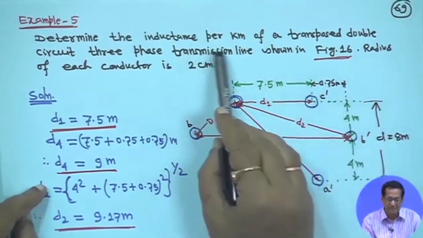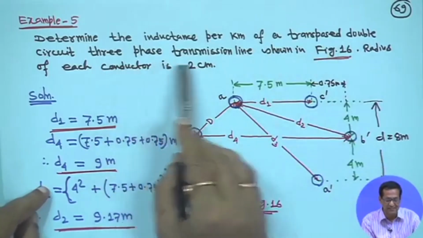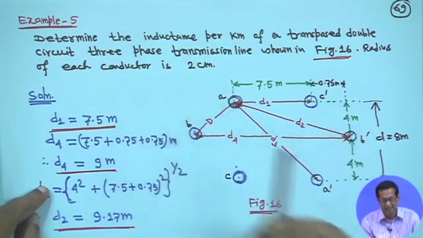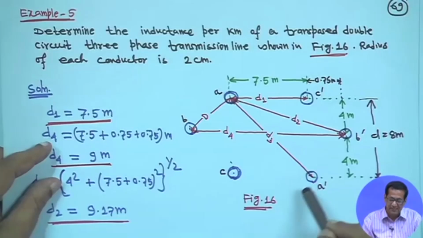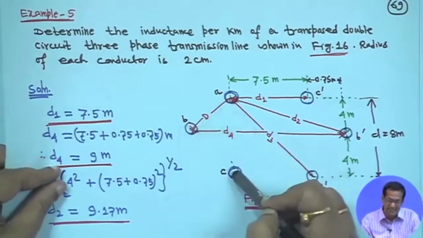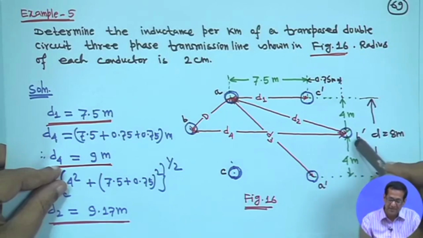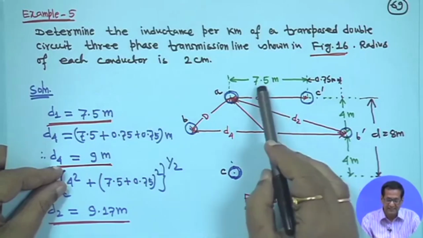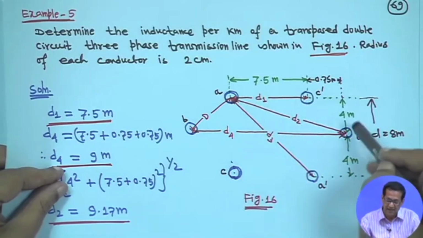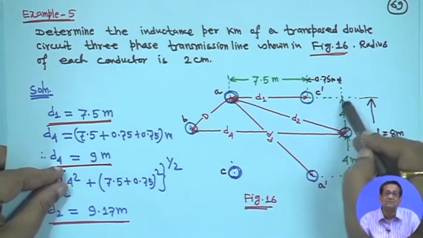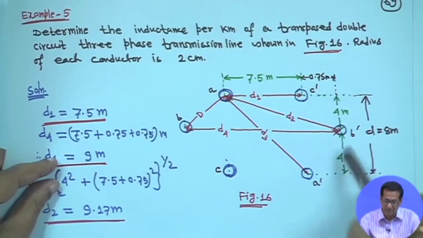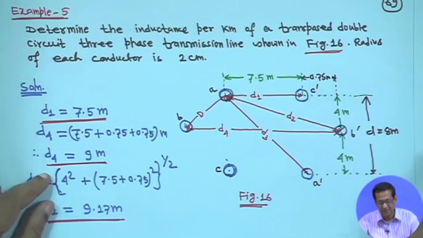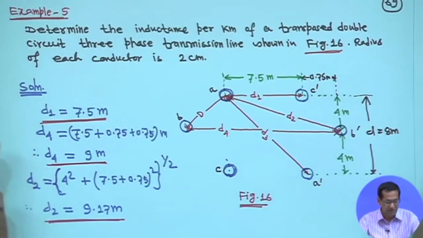So, determine the inductance per kilometer of a transposed double circuit 3-phase transmission line shown in figure 16. The radius of each conductor is 2 centimeters. This is the configuration given: A, B, C, then A dash, B dash and C dash. Between A and C dash and A dash C, the distance is given as 7.5 meter, and this vertical height is 4 meter, here also 4 meter, so the total is 8 meter. All other distances, like D1, D2, D3, D4, you have to compute.